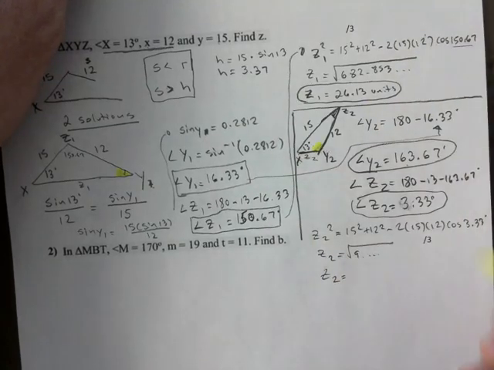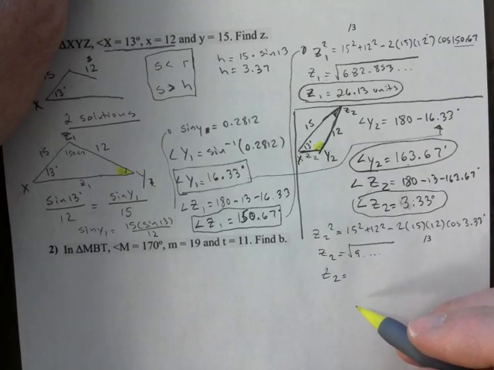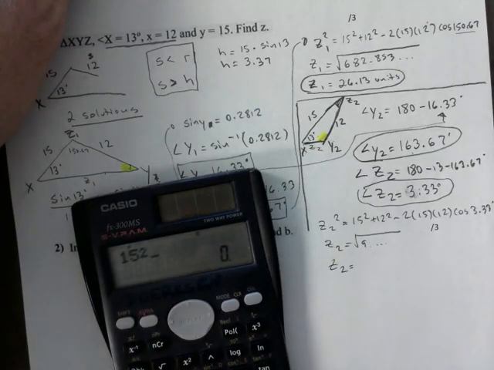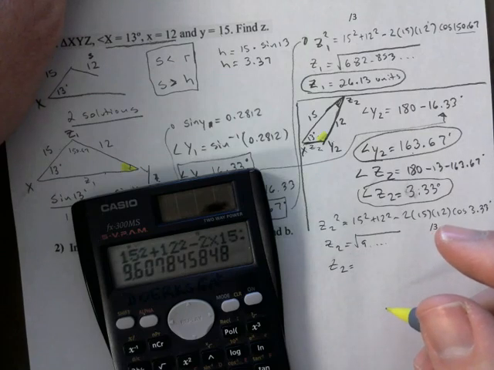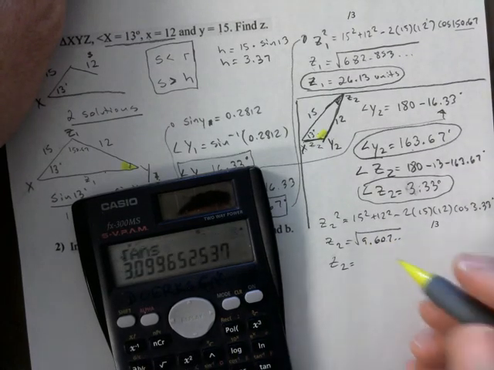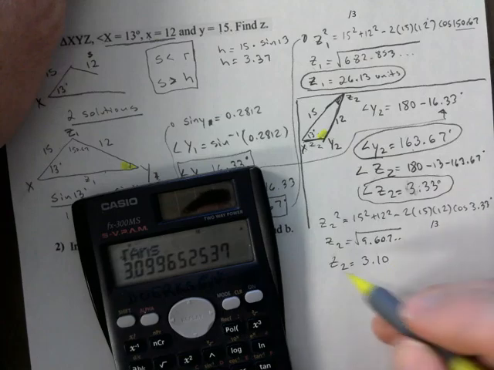Z2 is, you're going to have to help me, it's not 3.14, is it? Because I used 4 degrees for some reason. Anybody have that number? 15 squared plus 12 squared minus 2 times 15 times 12 times cosine of 3.33. 9.6 is what's in the root, and root of that is 3.10. Okay, and this is Z2 right there.